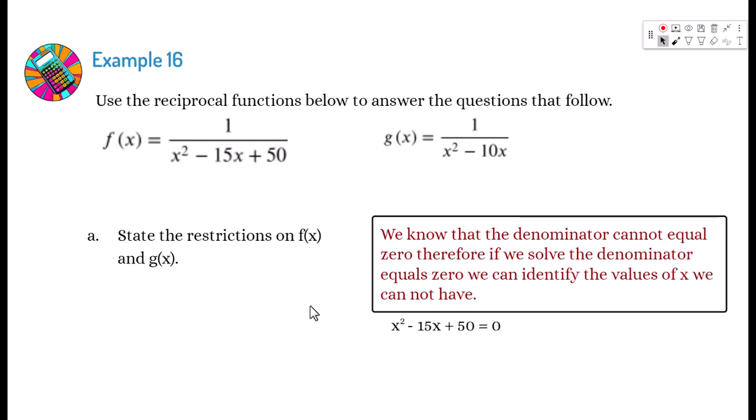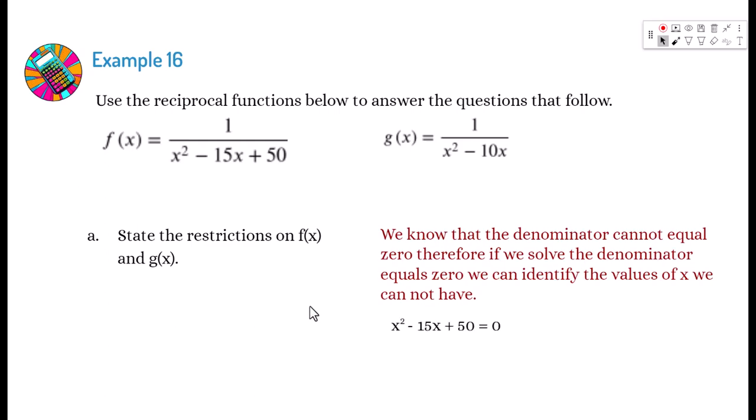So the first thing I do, I write down the denominator equals 0, and I factor. So we have to break out our factoring skills. And if you need a little help with that, I'll be putting some factoring tutorials on a tutorial page of the website. x squared minus 15x plus 50 equals 0. So we have x minus 10 and x minus 5 equals 0, which means x cannot equal 10 and x cannot equal 5. Let's head on over to the other one.